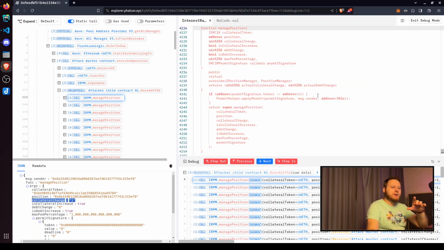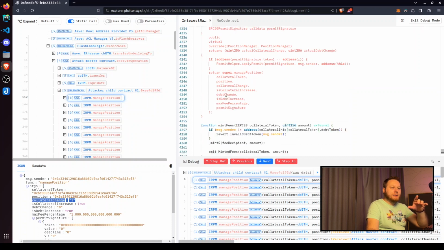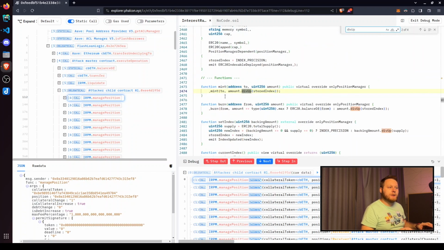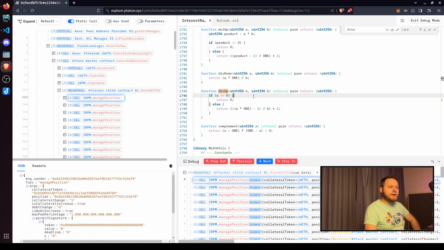However, there's the catch. The catch is in function div up, which was called here in mint. So if you manage position and you are adding collateral, what you are ending up with is you are being minted shares of your token. And in the mint function, the amount is being divided up by stored index. Like stored index is really huge right now, but let's see how the div up function looks like. Okay, our A is 1, our B, which is the index, is really huge.